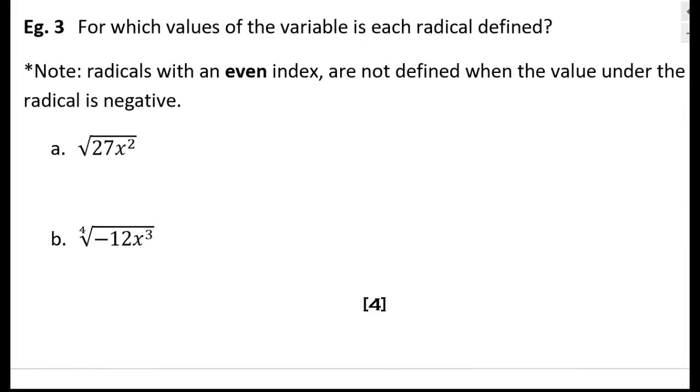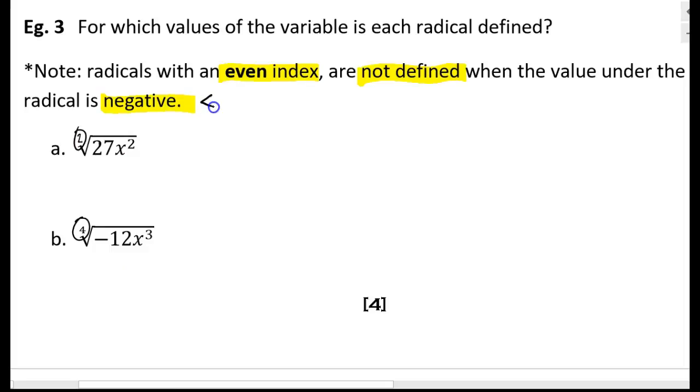Now, the next example asks, for which values of the variable is each radical defined? So radicals with an even index, and this is what we talked about higher up on the page, even index are not defined when it's negative. That means that any time we have an even index, and remember if we don't write it, it's implied that it's 2, that this whole thing has to be bigger than or equal to 0.